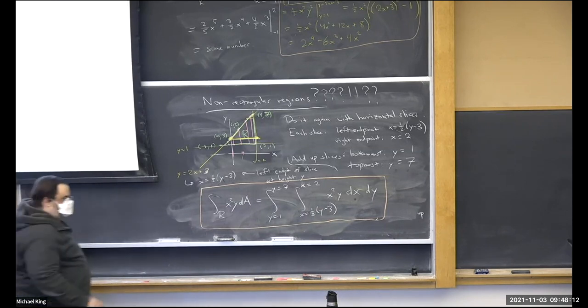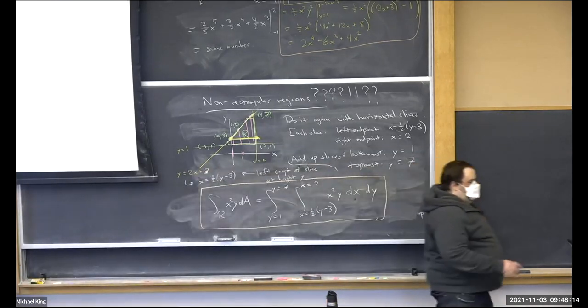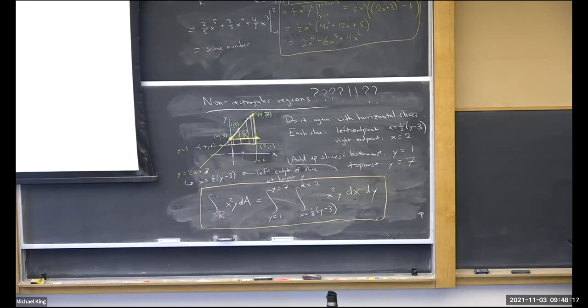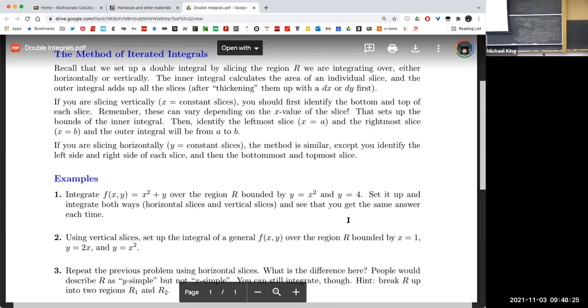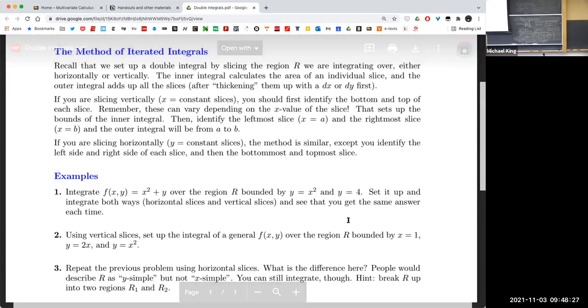Let me share screen so people can see. But if you're remote, you can download the handout, because it's on the handouts page. Here it is. So number 1. This is a different function, x squared plus y. Now this region is bounded by y equals x squared and y equals 4.